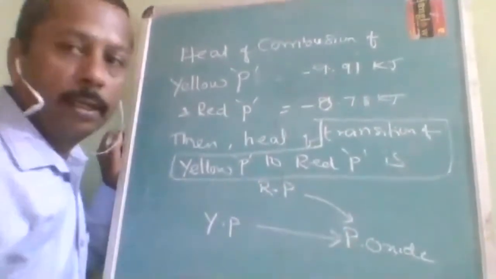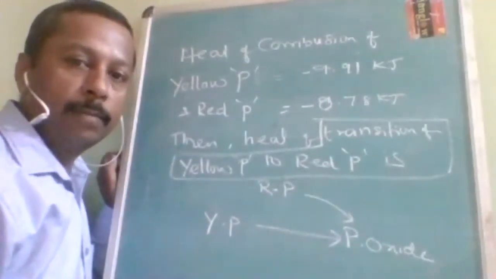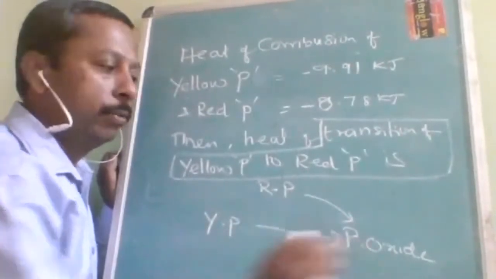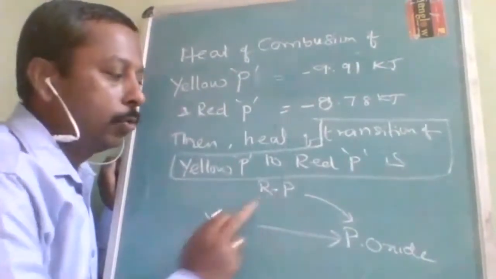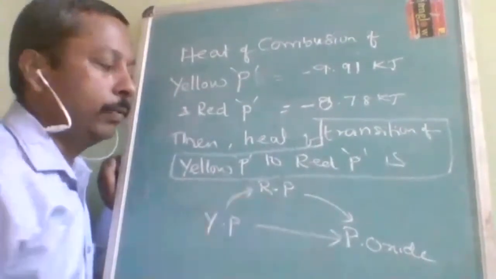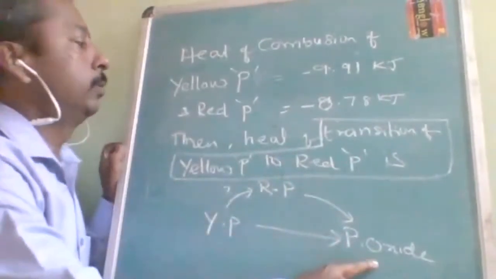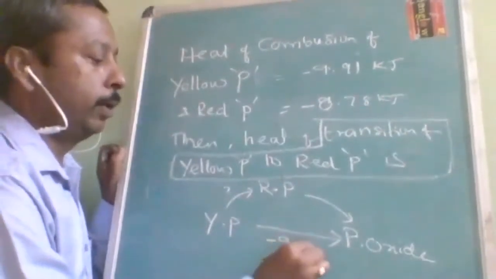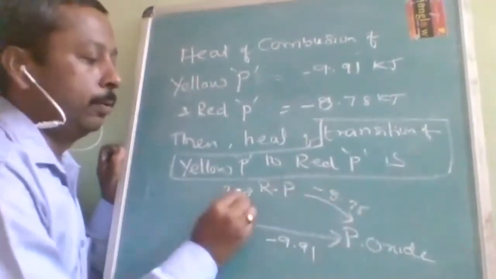Ultimately, when you combust either red phosphorus or yellow phosphorus, it gives the same molecule. Allotropes may be different, but the molecule is the same. So this is the value we want. Why arrange it like this? Yellow phosphorus to oxide is minus 9.91 and the other is minus 8.78. So this should be the value.